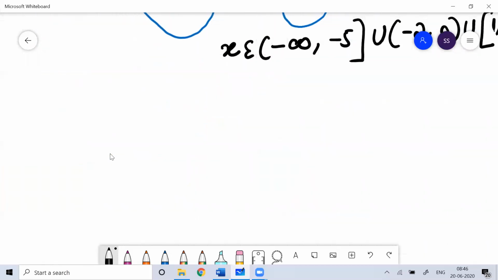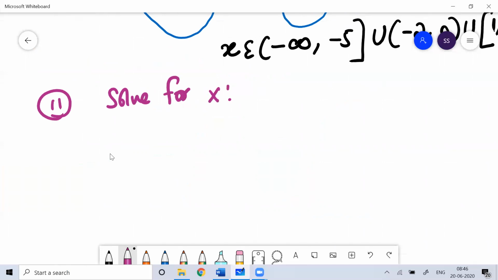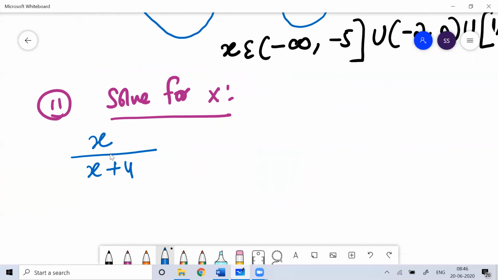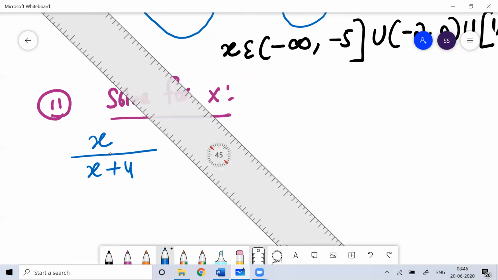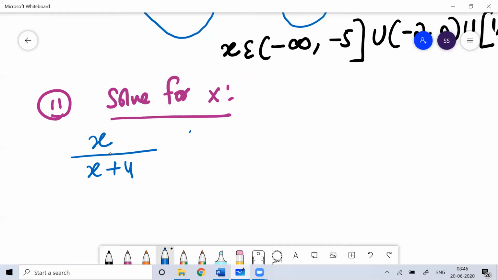Okay. Next question. Solve for x. Find the value of x. The inequality is x divided by (x plus 4) is less than or equal to 1 divided by (x plus 1).